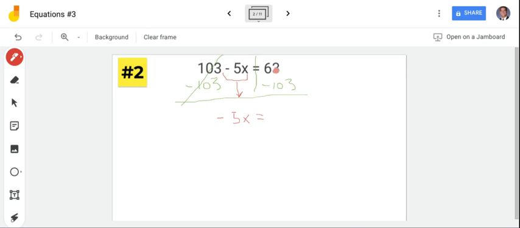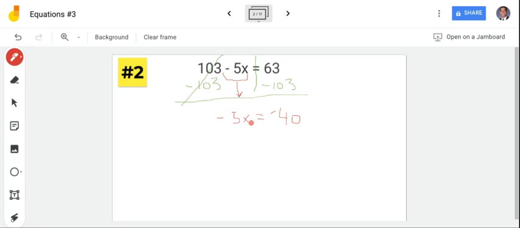On the right side, 63 minus 103. 63 is positive, 103 is negative, so different signs subtract. 103 minus 63 is 40. I got to keep the big guy. Big guy is negative, so I keep his sign in the answer. So now I have my variable x on the left side, my numbers on the right side.